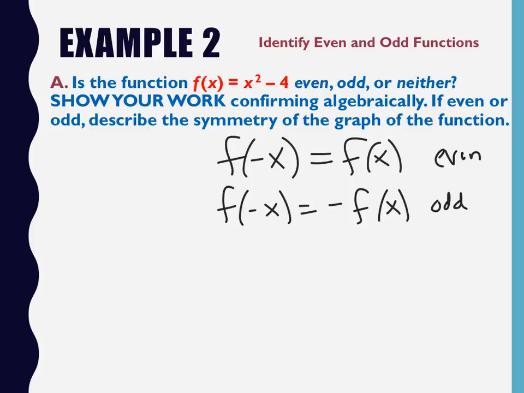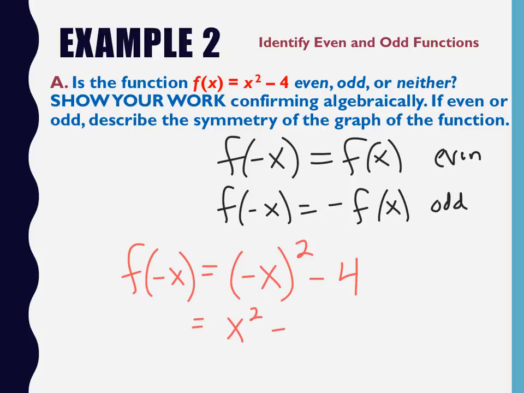And if you don't get either the same function or the exact opposite of the function back, then we say it's neither. So let's just use this test to determine what it is. If I sub in negative x for x in my function, it becomes negative x squared. You're replacing x with negative x, and we still have that minus 4 on the outside. If we simplify, negative x squared actually becomes positive x squared, and again we still have that minus 4.